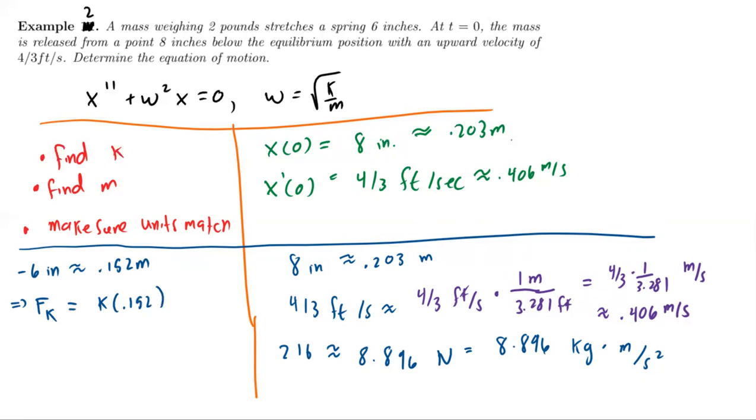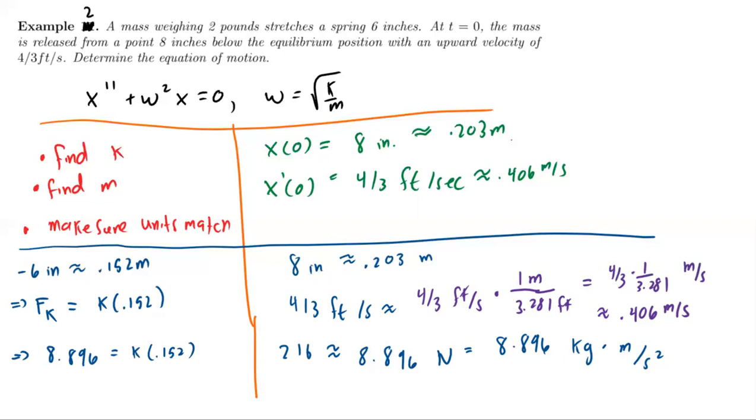Now, at this point, we know that we're at equilibrium, right? After the weight stretches the spring 6 inches, or 0.152 meters, we're at equilibrium. So we know that the magnitude of this force is equal to the magnitude of the weight. The weight is given by 8.896 newtons. That's a mass weighing 2 pounds. Pounds in newtons is 8.896. So we set them equal to each other. The weight at equilibrium has to be equal to this restoration force.